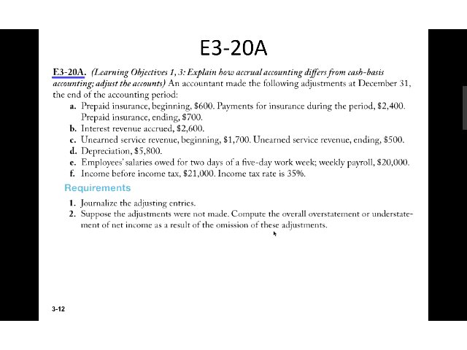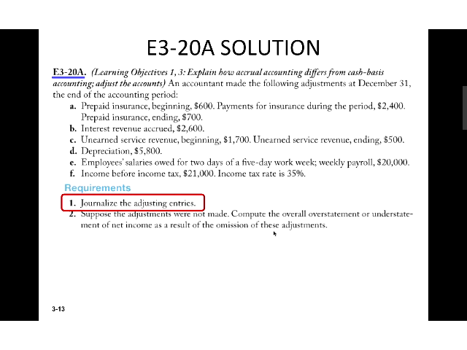And then number 2, let's assume we didn't make the adjustments. What's the overall impact of that error? So we're going to start with requirement 1 to journalize the adjusting entries. So we're going to start with the first entry. And that first entry is prepaid insurance has a beginning balance of $600. Payments for insurance during the year are $2,400, and then the ending balance of prepaid insurance should be $700.